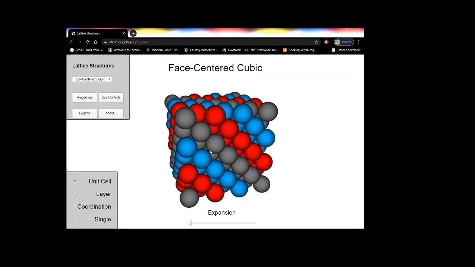Body-centered, I think, is the easiest. Simple cubic's not that bad, but face-centered, it's really difficult to see the coordination number. But for these pure compounds, we always end up with the same coordination number.